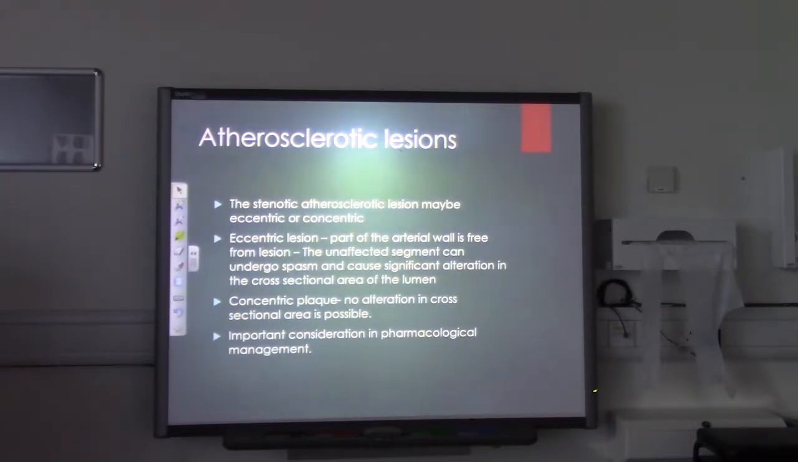On the contrary, if we think about concentric plaques, whereby the plaque builds up across the whole lumen, then no alteration in cross-sectional area is possible. So there's no free area of the arterial wall for the nitrates to work on, and therefore pharmacological management is more difficult.